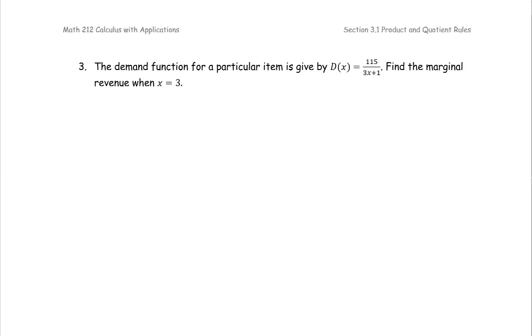We have the demand function, or the price function, in the form of D(x) equals 115 divided by 3x plus 1. Your goal is to find the marginal revenue when x equals 3. After you read the problem carefully, your goal is to find the marginal revenue. Revenue is the capital R. Marginal means the derivative. Then you're going to substitute the x with the value 3. So that's what you are looking for.